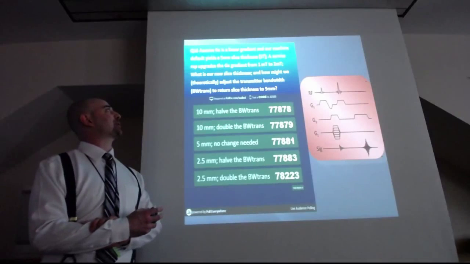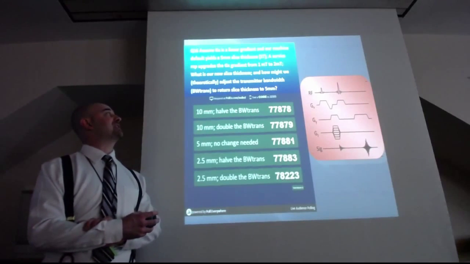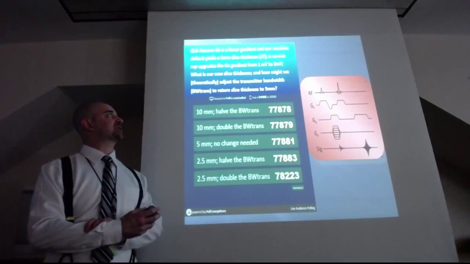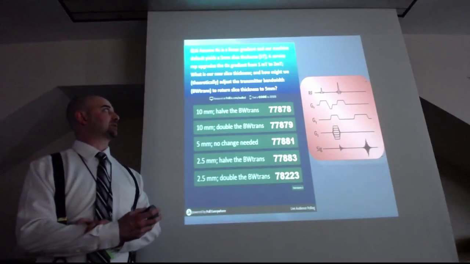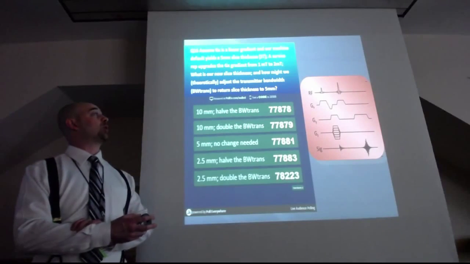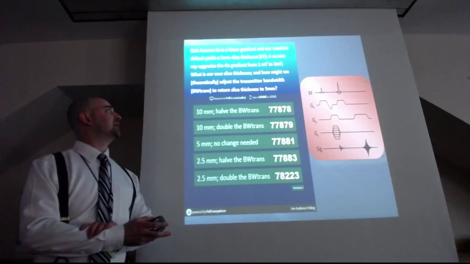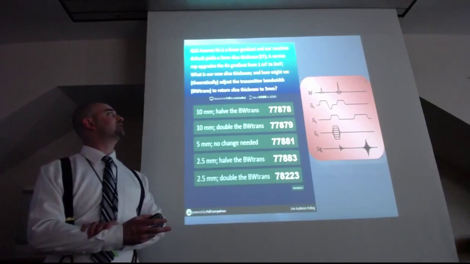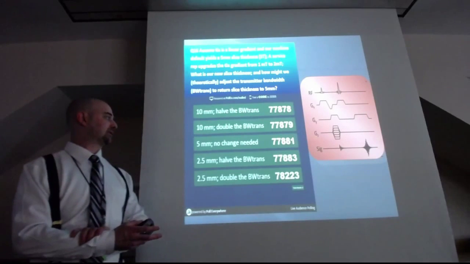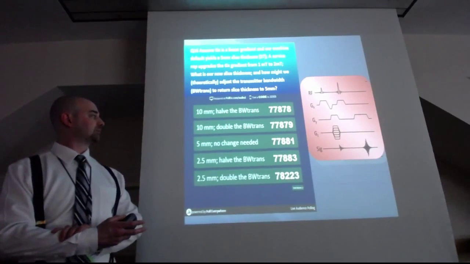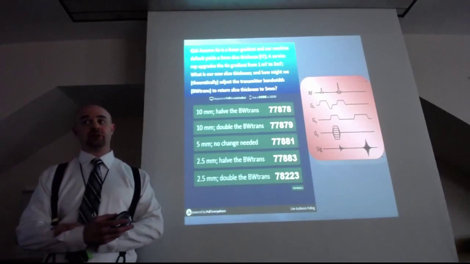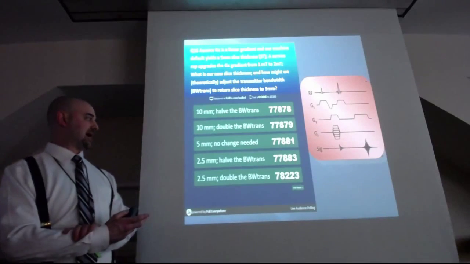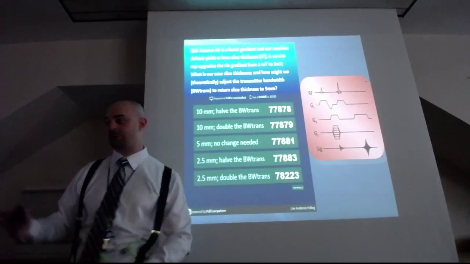Assume GX is a linear gradient and our machine default yields a 5 millimeter slice thickness. A service rep comes and upgrades the GX gradient from 1 to 2 millitesla. So now that gradient is twice as strong. What is our new default slice thickness on this sequence? And how might we theoretically adjust the transmitter bandwidth to return the slice thickness to 5 millimeters? Is it the same and no changes needed? Is it now 10? Or is it now 2.5? And to fix it, do you halve or double the transmitter bandwidth?